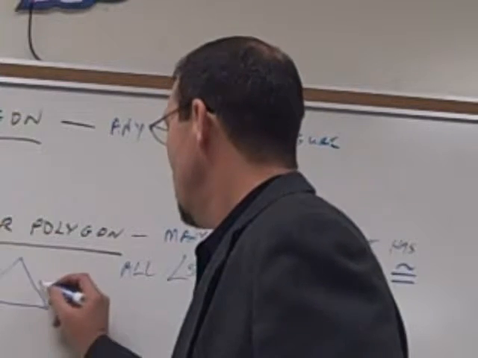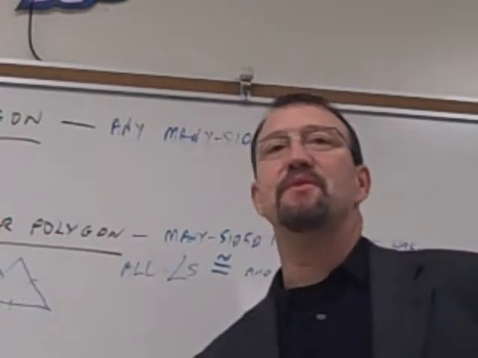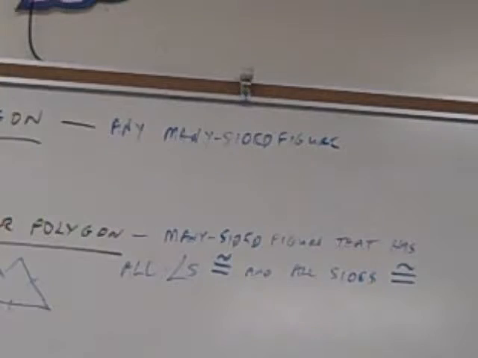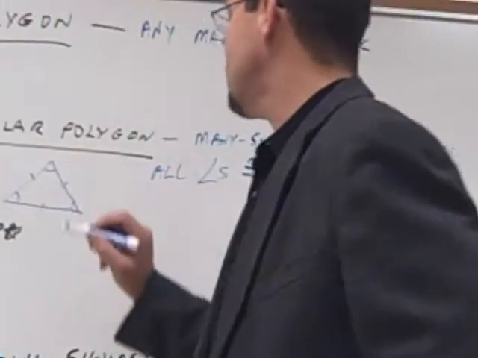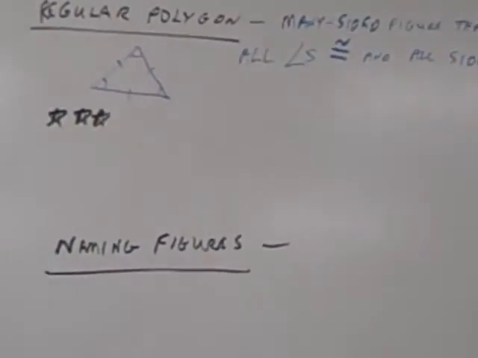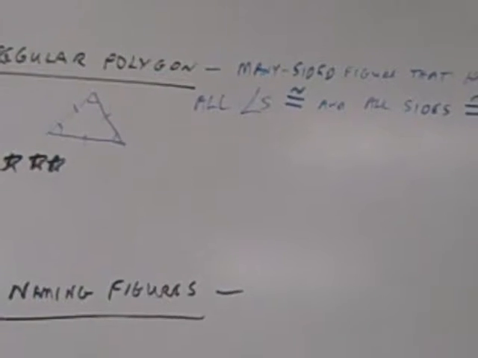So, an equilateral triangle is a regular polygon because all its sides are equal and all its angles are equal.